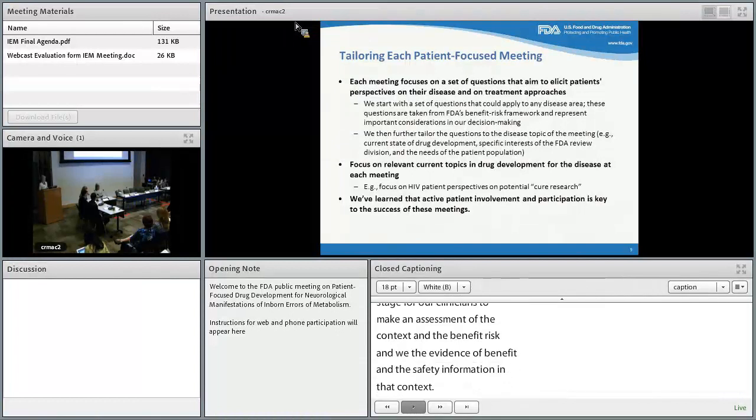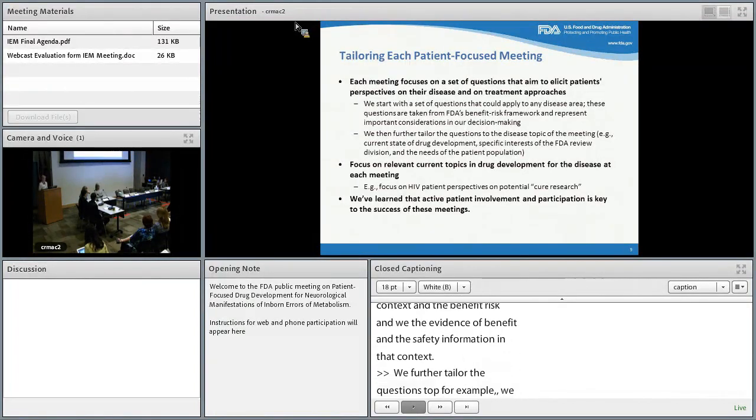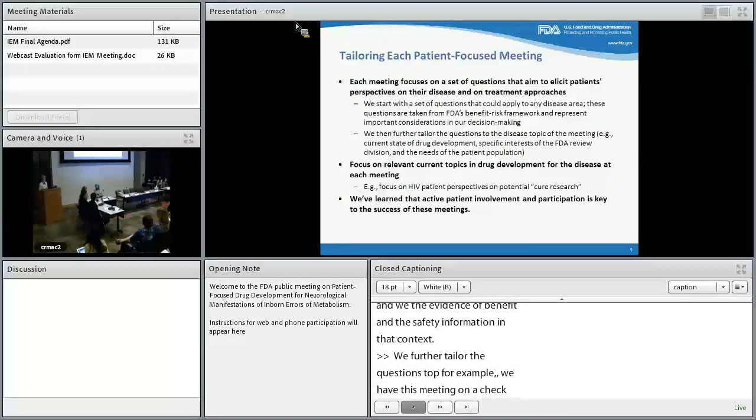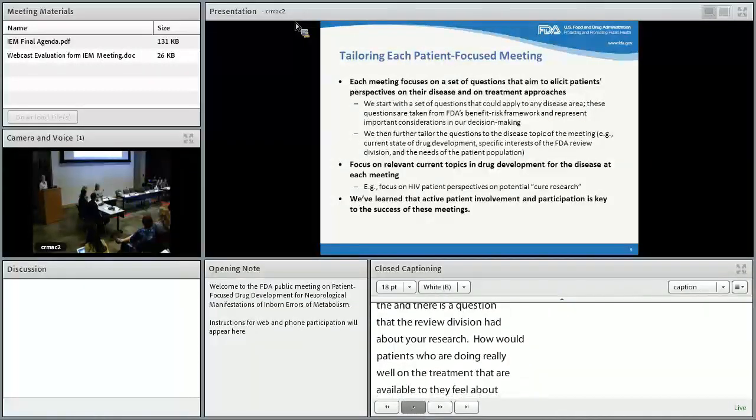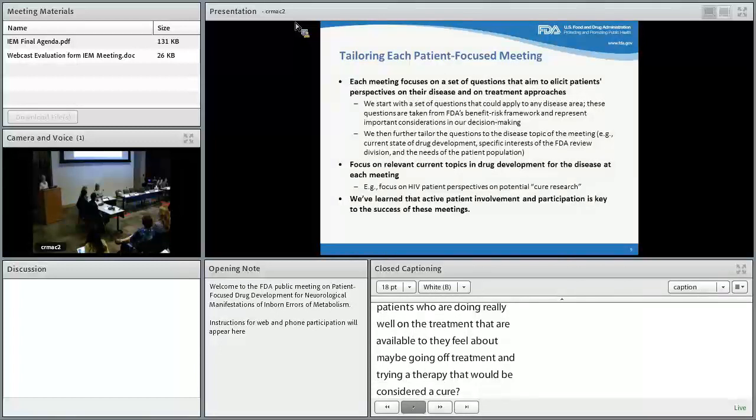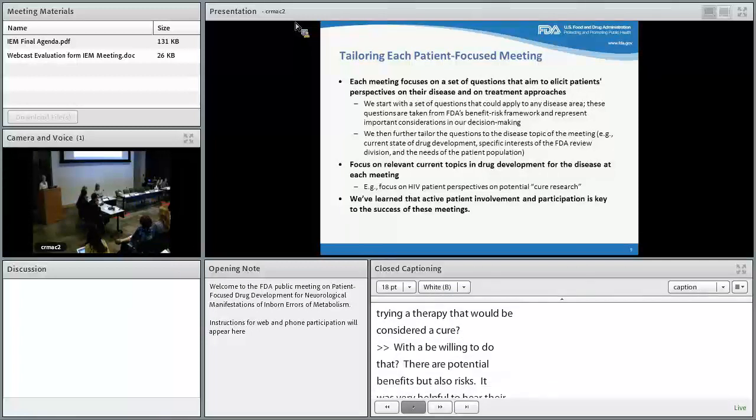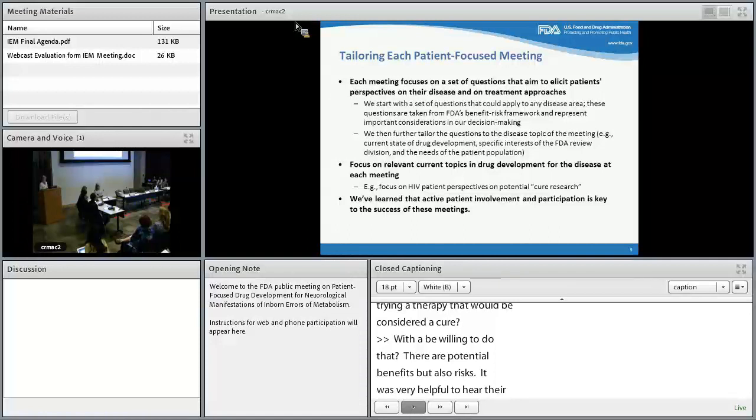So we further tailor the questions. For an example, we had this meeting on HIV, and there was a question that the review division had about cure research. How would patients who are doing fairly well on the treatments that are available today feel about maybe going off treatment and trying a sort of a therapy that would be considered a cure? Would they be willing to do that? There are potential benefits, but also risks, and so it's very helpful to hear their perspective on that question.